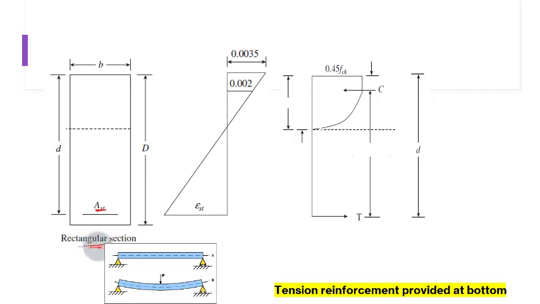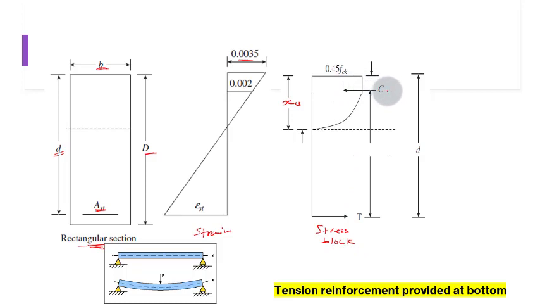Here, we have a rectangular section with width of beam as B, depth as D, and effective depth as d. At limit state of collapse, the strain on concrete will reach its ultimate value of 0.0035. Corresponding to the strain distribution with xu, that is the neutral axis depth, which is measured from the extreme compression fiber, this stress block has been plotted for concrete.